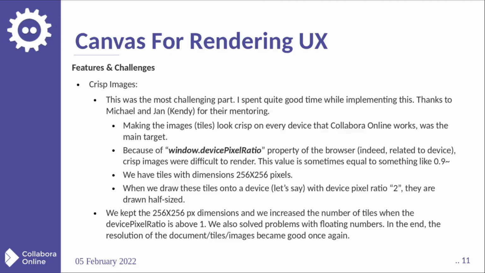We have tiles with dimensions 255 by 255 pixels. When we draw these tiles onto a device with a device pixel ratio of 2, they are drawn half-sized. For the solution, we kept the height and width of our tiles, and we increased the number of tiles when the device pixel ratio is above 1. We also solved problems with floating point numbers. In the end, the resolution of the document became good once again.